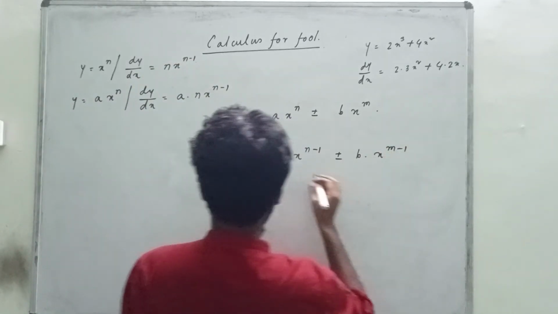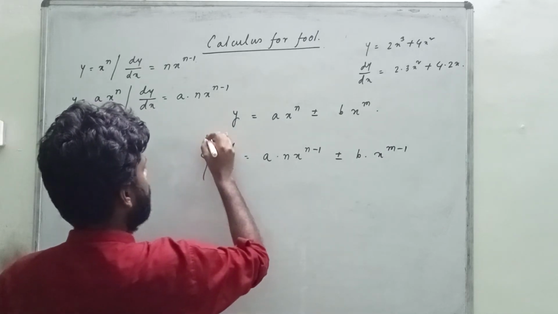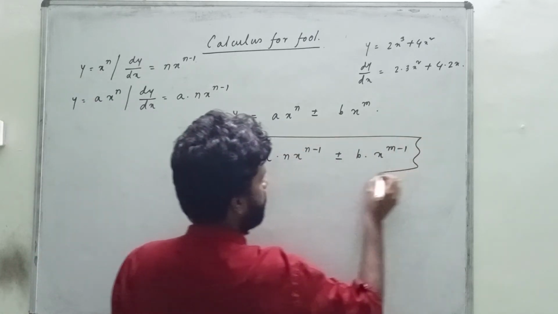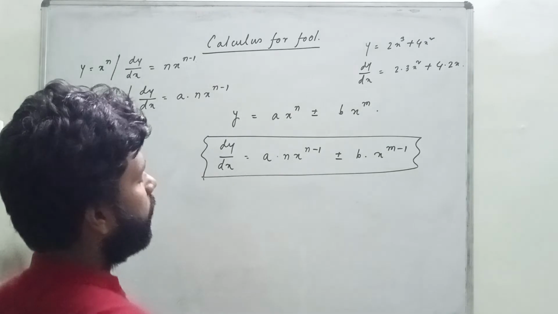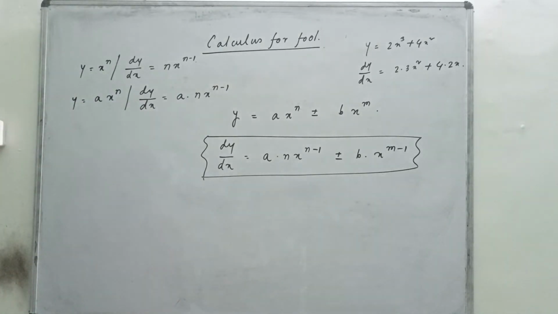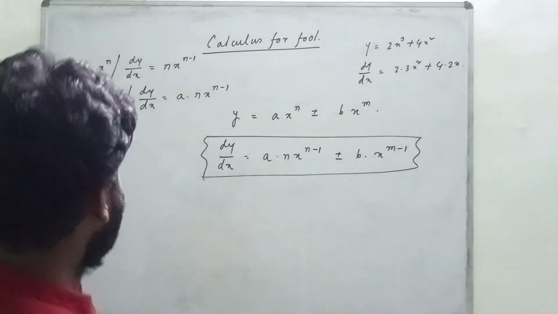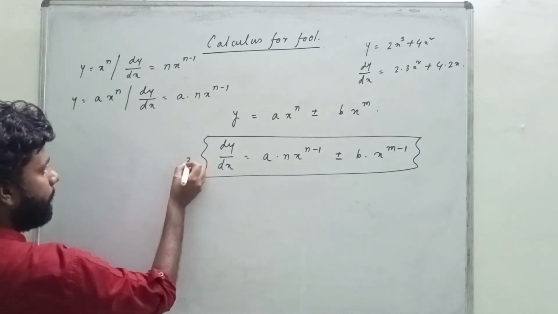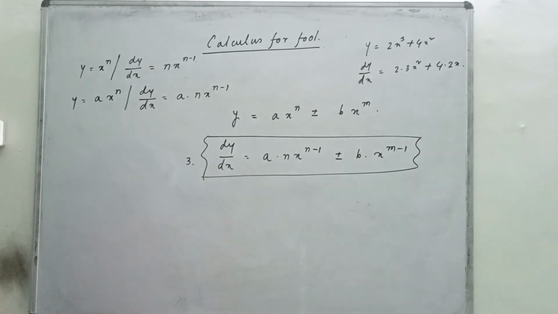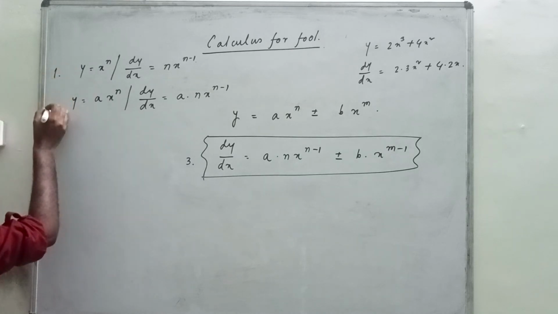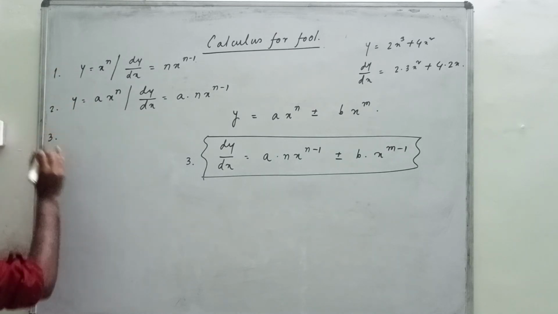It is our another general formula. It is the addition and subtraction formula. It is actually a commutative rule for differentiation. It's number 3, right? Okay. So now I have summarized all of these formulas. It's number 1, it's number 2, it's number 3 here.